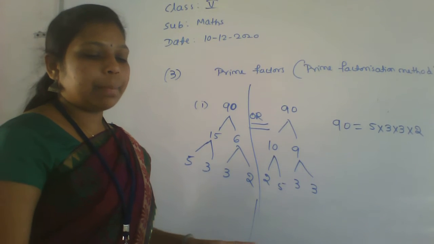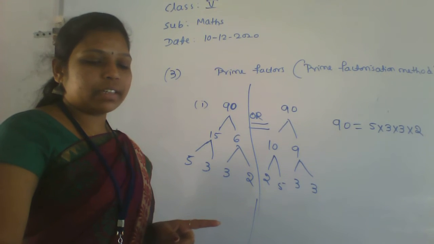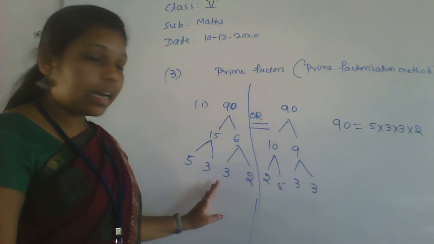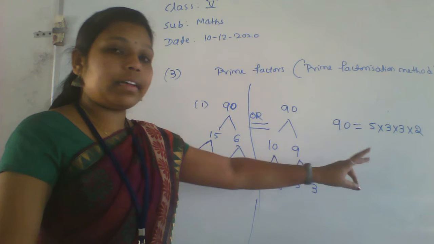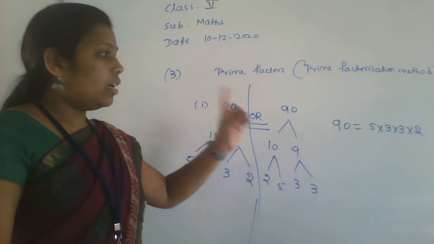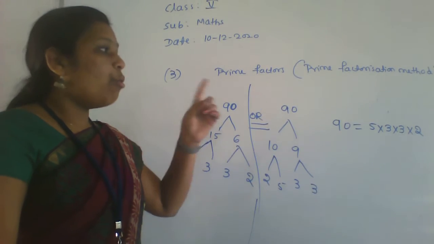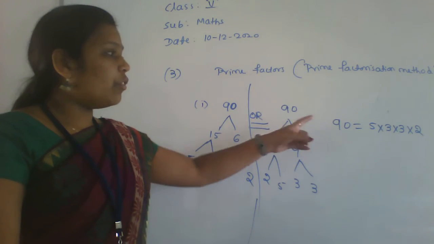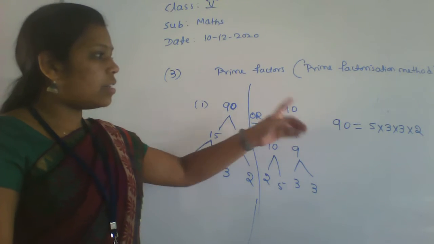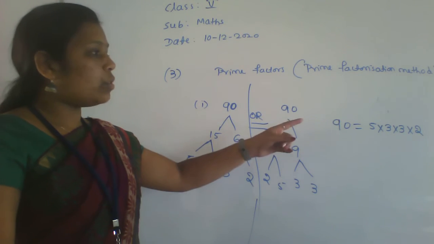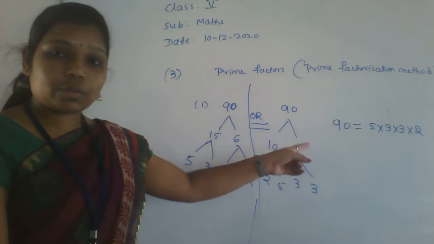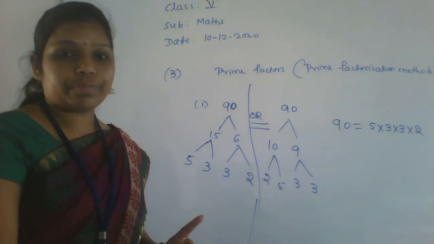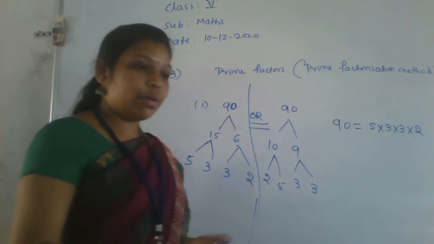Okay. Find the prime factors using prime factorization of the following numbers. This is the prime factorization method and these are the prime factors of 90. 90 can be written as 5 into 3 into 3 into 2. Multiply and check. If you multiply those four numbers, you will get the answer as 90 only. So those are called the prime factors of 90 using the prime factorization method. Getting the idea? Okay, we'll do another one.